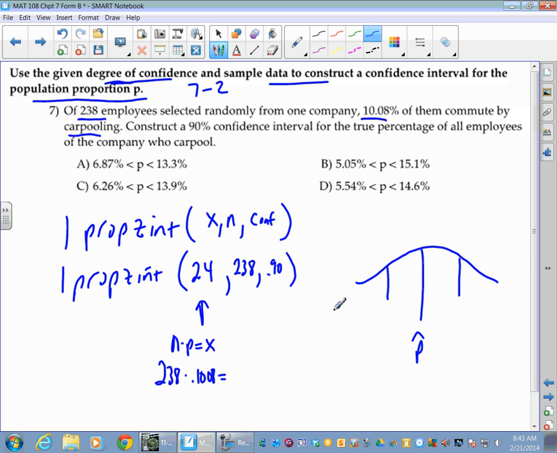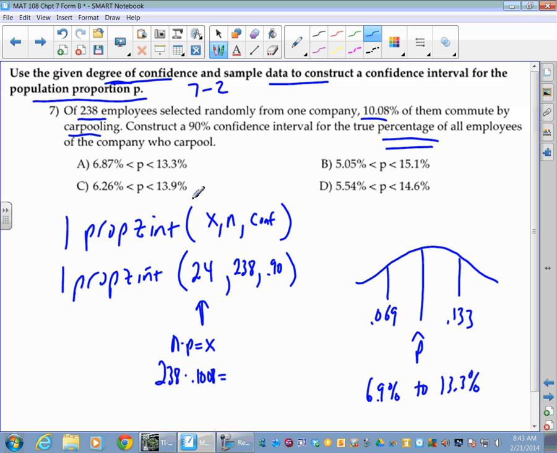What'd you get? 0.069, and what's the other one? 0.133. All right, so now you write your answers in terms of a percent. So your answer is going to be 6.9% to 13.3%. So you can say with 90% confidence that between 6.9 and 13.3% of the people that work at this company carpool. Not very much.